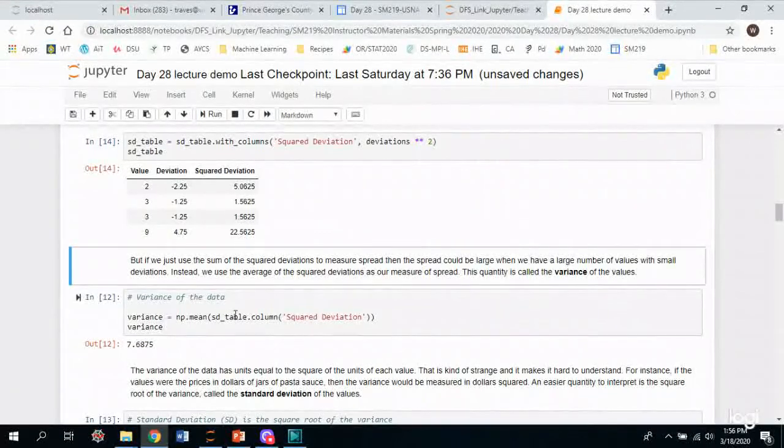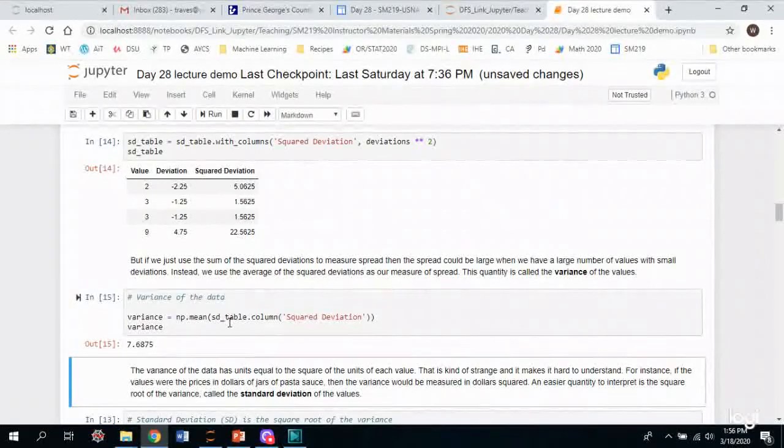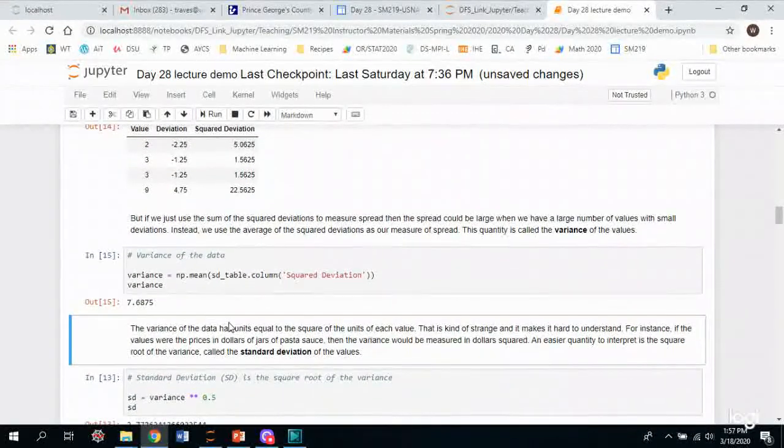So let's take the average value, or the mean, of those squared deviations in our table, and that value has a special name. It's called variance. So the variance is the mean of the squared deviations.